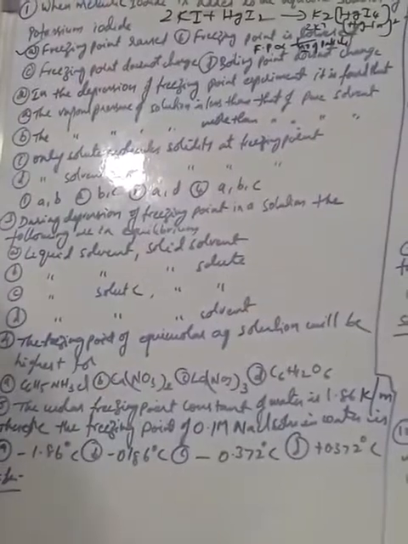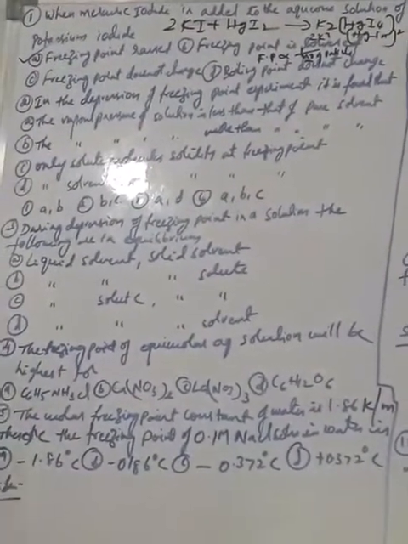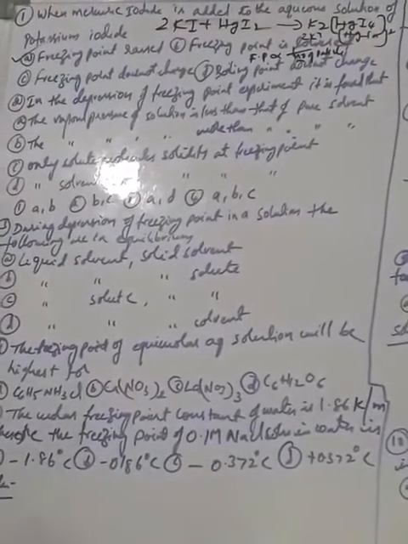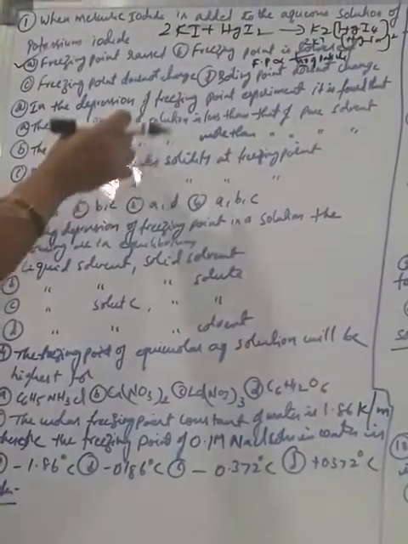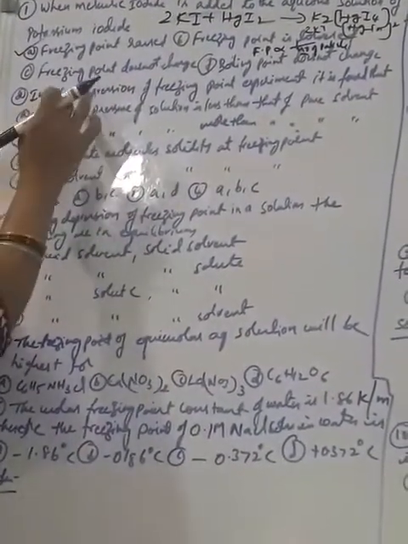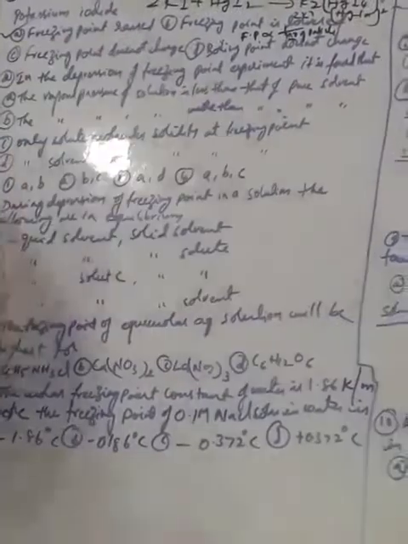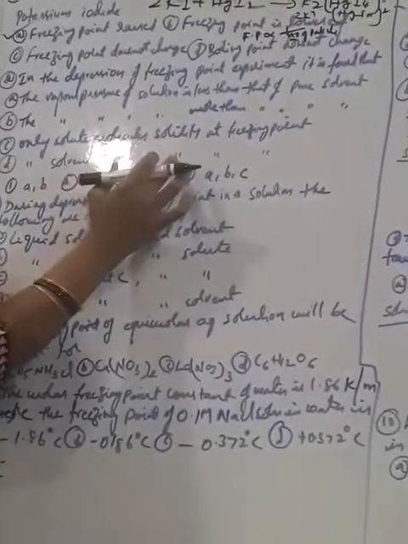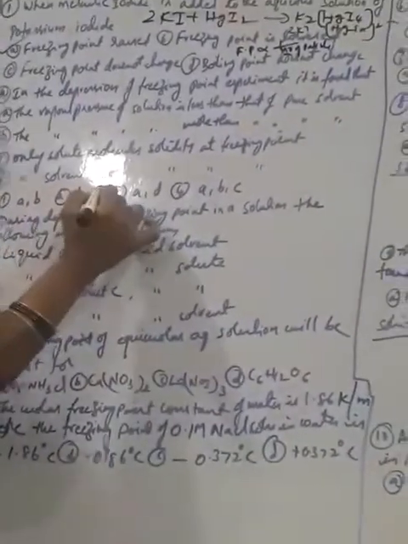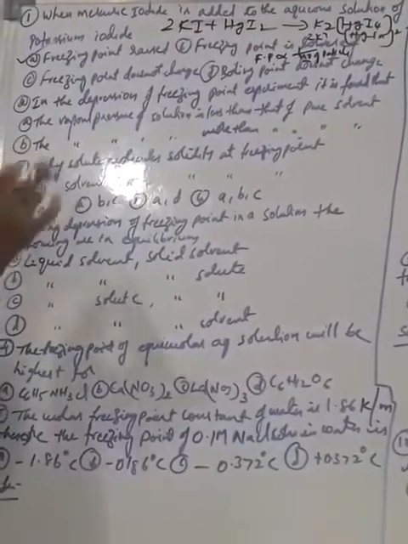So vapor pressure of solution is less than that of pure solvent. This is a correct option. And one more option is also there. Here at freezing point, only solvent molecules get solidified, not the solute molecules. We have already discussed this concept. So here two options are correct: vapor pressure of solution is less than that of pure solvent, and only solvent molecules get solidified at freezing point. So option 3 is correct. Both A and D are correct options regarding this.